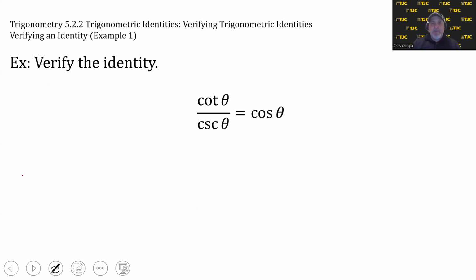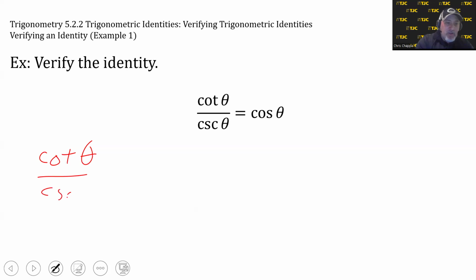For example, let's verify the identity cotangent of theta over cosecant of theta equals cosine of theta. Now, a couple of key strategies to keep in mind that are somewhat universal: number one, if there's a more complicated side, you should start with it and try to turn it into the less complicated side. And number two, if you have no idea where to begin, turn everything into sine and cosine. We can do that because of quotient and reciprocal identities. So we're going to verify this one by trying to turn everything into sine and cosine.